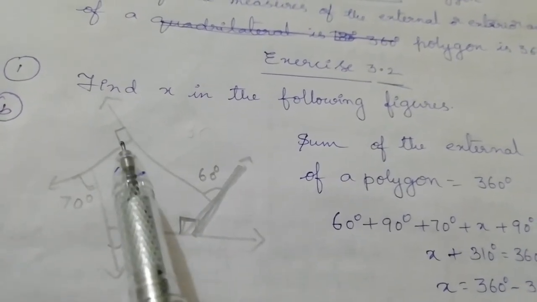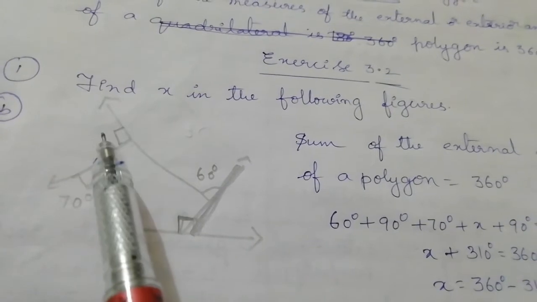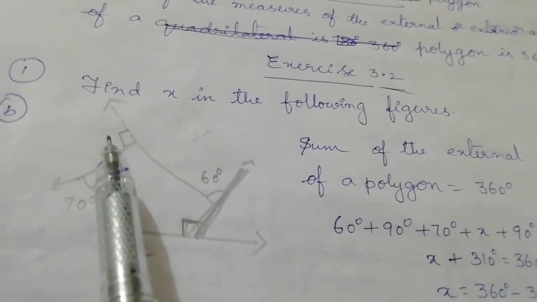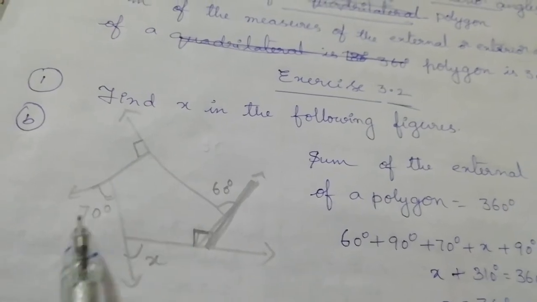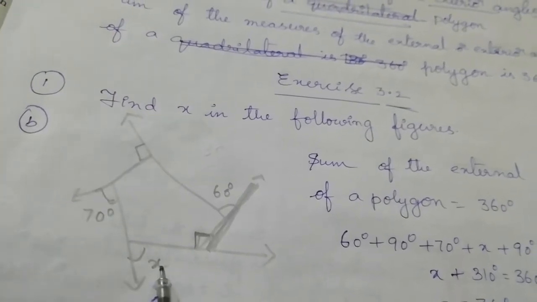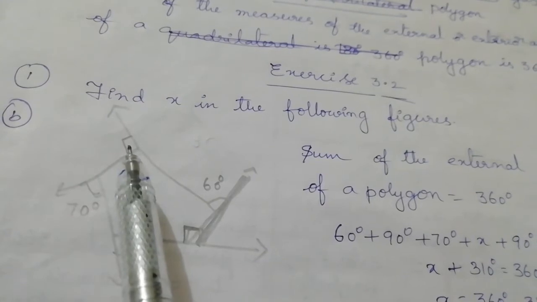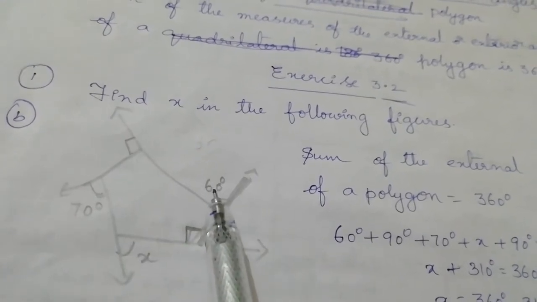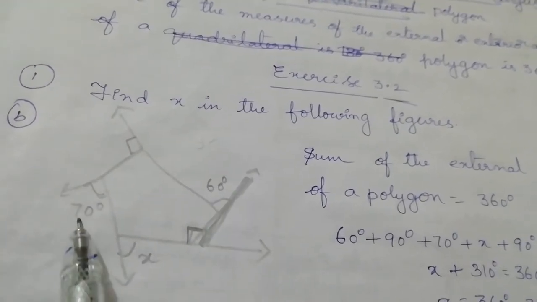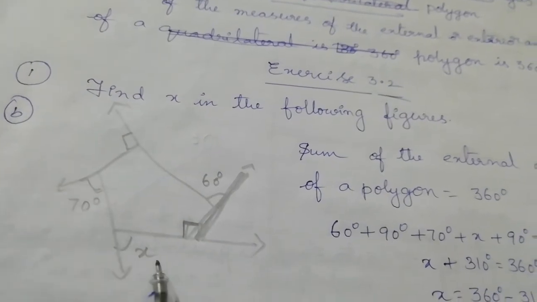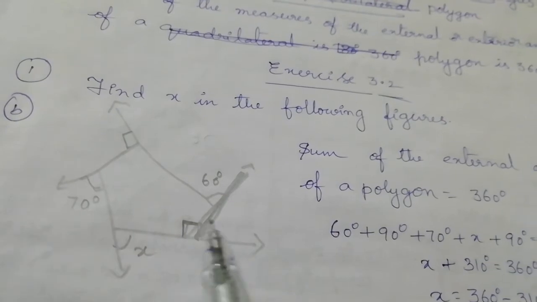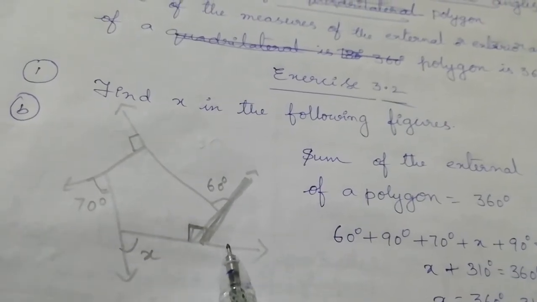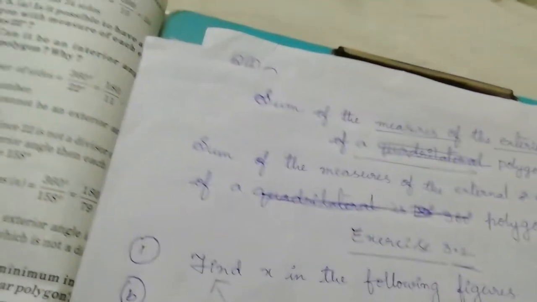And this symbol also, you know, it is also 90 degrees. Here how many exterior angles you have? You see 1, 2, 3, 4. So this exterior angle is 90 degrees, this exterior angle is 60 degrees, this exterior angle is 70 degrees, this exterior angle is x. Here interior angle is 90 degrees, here exterior angle you will have here.